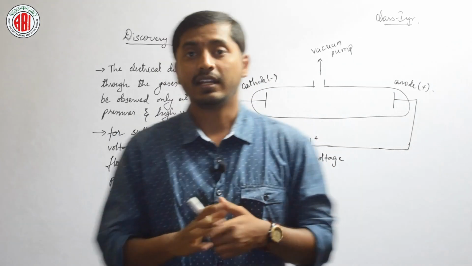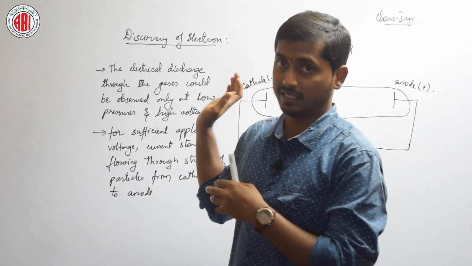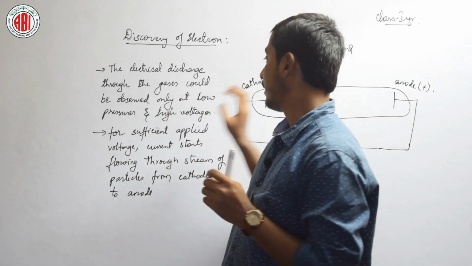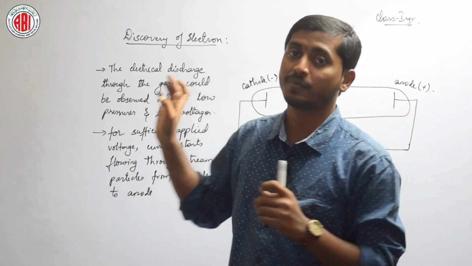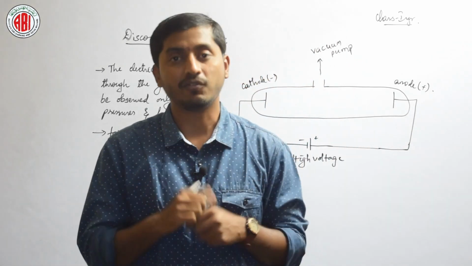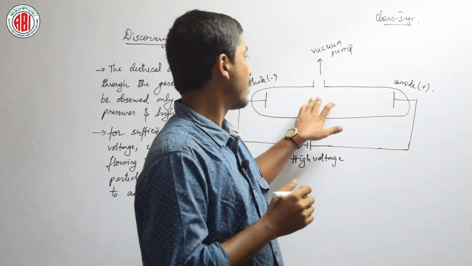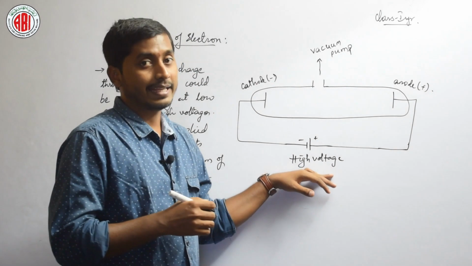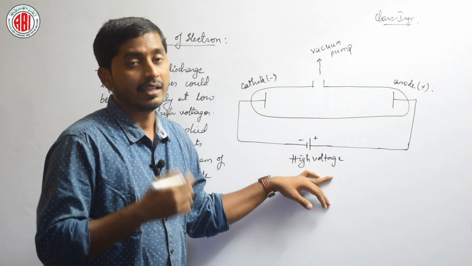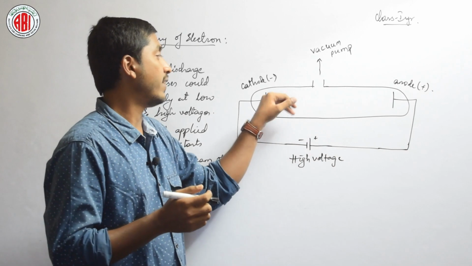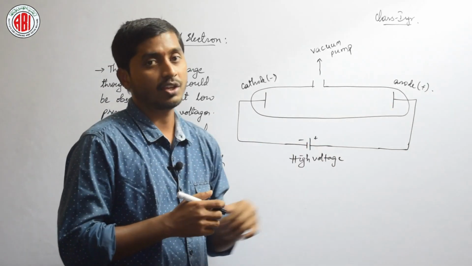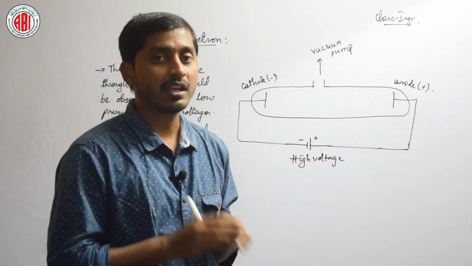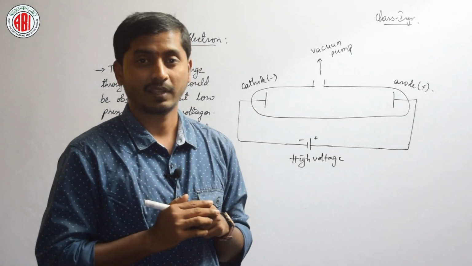He observed that in the discharge tube, with very few particles, the current passes only when it is maintained at low pressure and high voltage. We are maintaining low pressure using this vacuum pump. Then what about the high voltage? We are applying it externally. Is it clear? What is the condition for electrical discharge through a vacuum tube? The discharge tube has to be maintained at very low pressure and at high voltages.